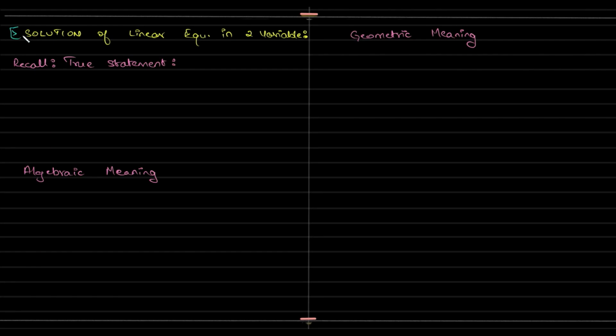So let's understand solution of linear equation in two variables. The word solution is pretty important, not only over here, but pretty much everywhere that you come across equations. Wherever you see an equation, the word solution will come. So what is a solution? To understand that, let's recall what is a true statement.